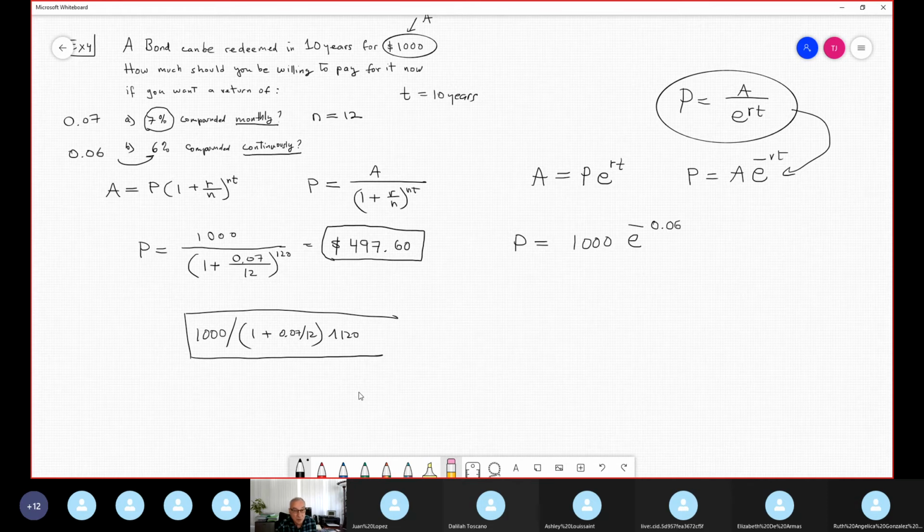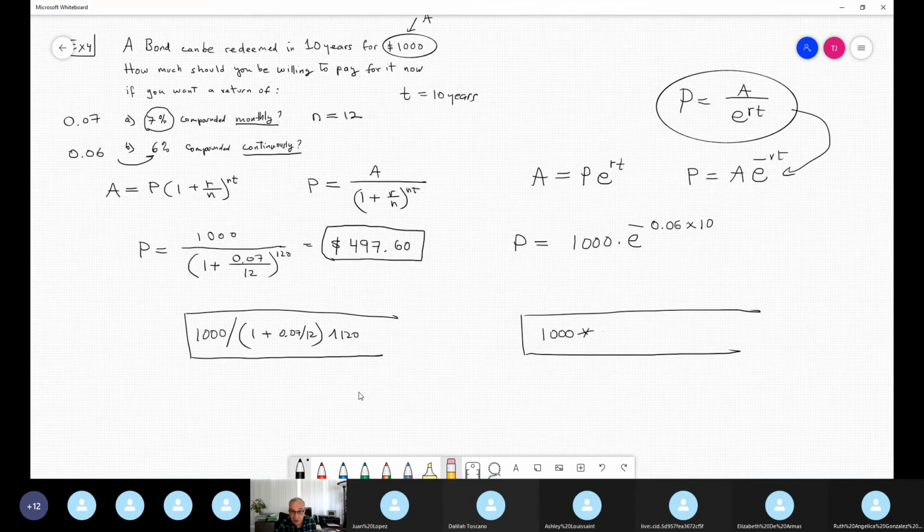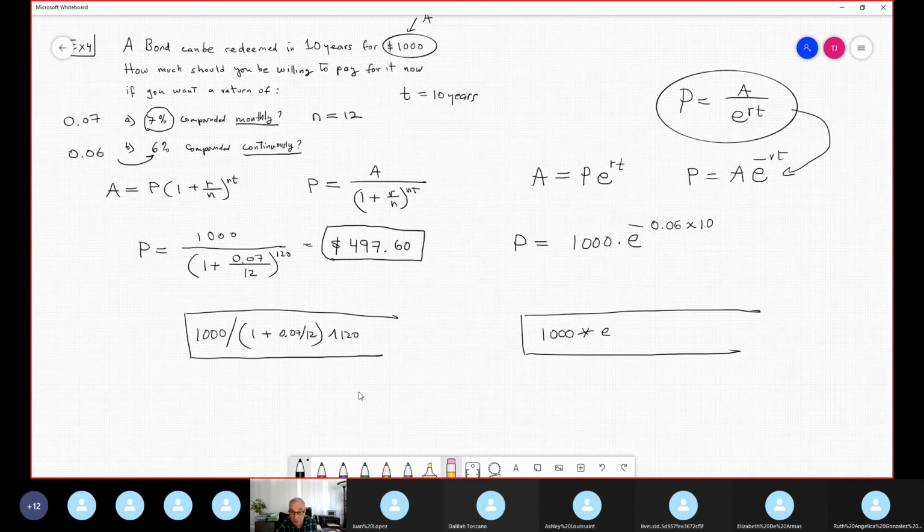0.06 multiplication by 10, because it's 10 years, no? Be careful. When you put in a calculator 1000 multiplication. It's a period, multiplication. The exponential function, exactly what we used before. So when you open the exponential function, automatically you put something like that, exponential and open parentheses.